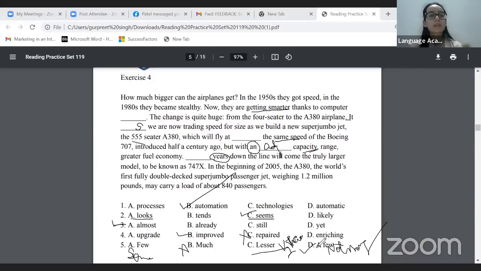Third one, almost can come with speed, almost can come with quantity. Already is when you complete something before the deadline. Still is continuation of something, and yet is contrast of something.